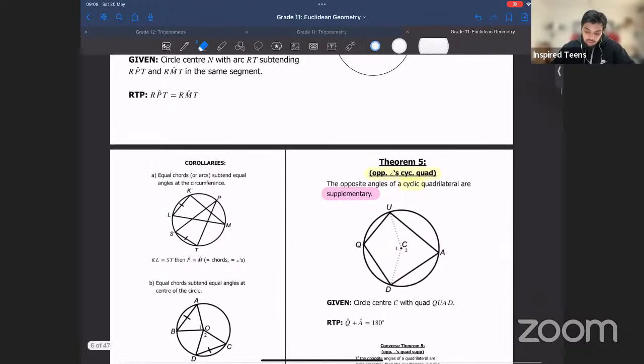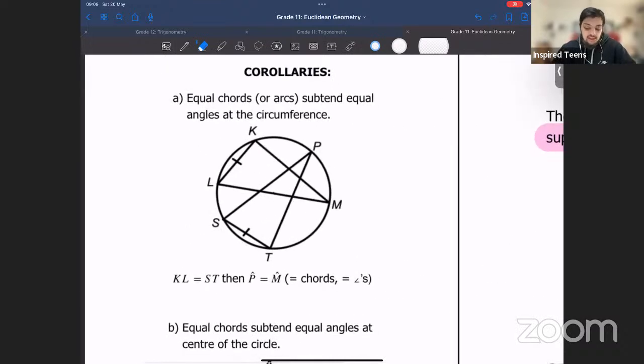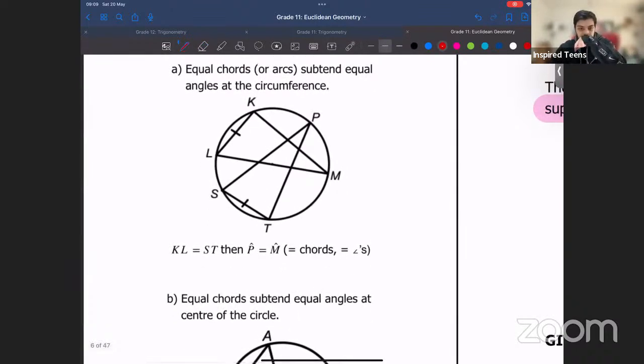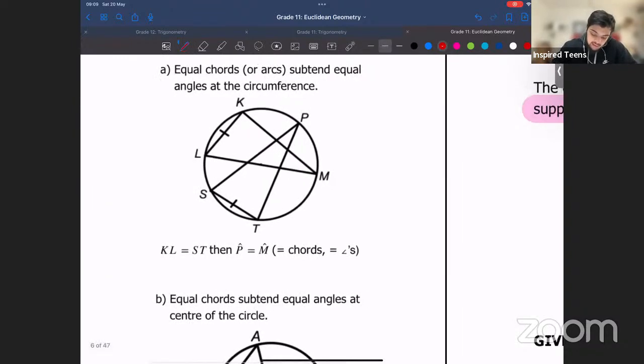Before we do theorem 5, let's discuss some of these corollaries, or whatever this word is, it doesn't really matter. It's just a few extra things we need to discuss. Equal chords or arcs subtend equal angles at the circumference. We already discussed that. If that's theta, that's theta.